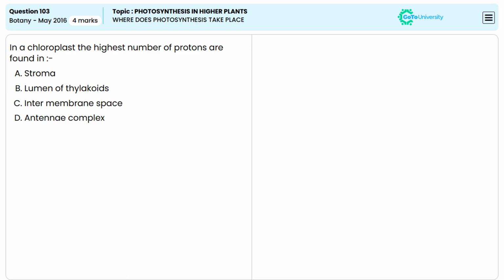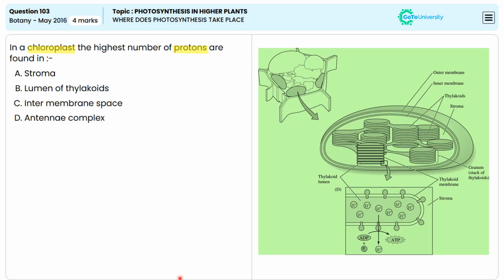Where are the highest number of protons found in a chloroplast? We know that in chloroplast, the proton gradient formation plays a crucial role in the process of photosynthesis, particularly during light reaction. That is, during the light-dependent reaction of photosynthesis, protons are actively pumped into the lumen of the thylakoids from the stroma by the electron transport chain.